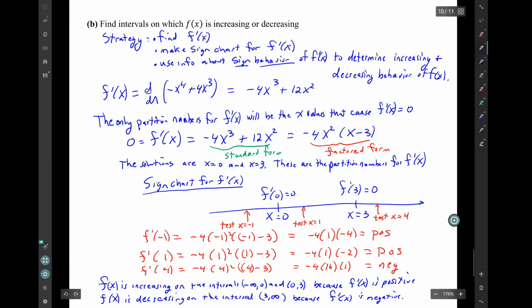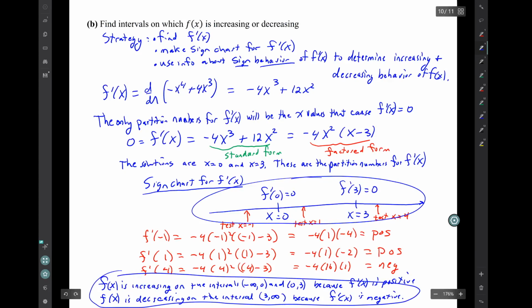Question B gave us this information about increasing, decreasing behavior, and this information about where f prime was 0. So we see that the important x coordinates are x equals 0 and x equals 3 because those are x coordinates where f prime is 0. So those are going to be coordinates where the graph of f of x has a horizontal tangent. So let's put those points on the graph right now.